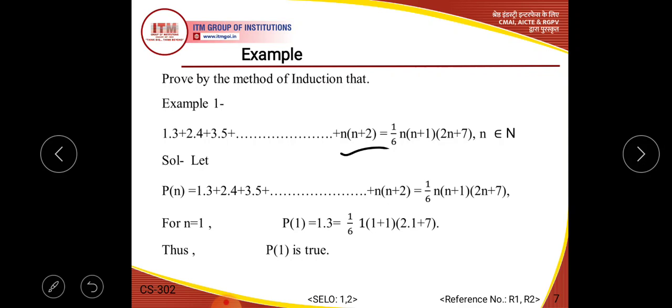Now solution. Let P(n) be 1.3 plus 2.4 plus 3.5 and so on plus the last term n times (n plus 2) is equal to 1 upon 6 n (n plus 1)(2n plus 7).